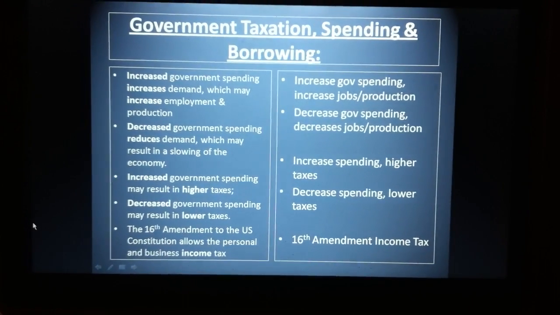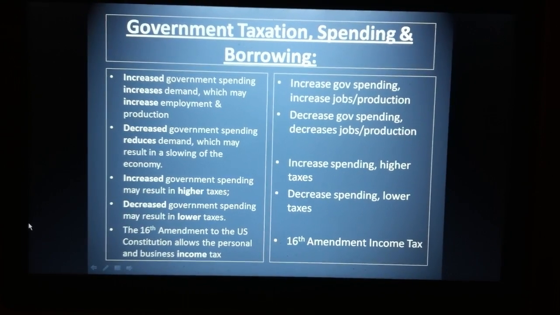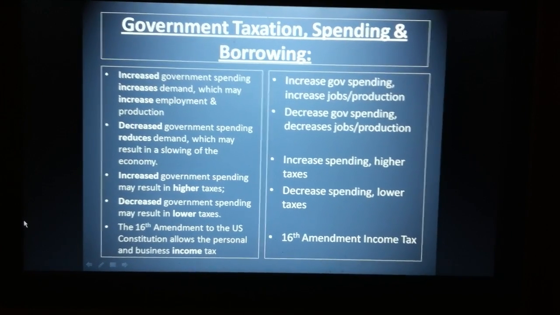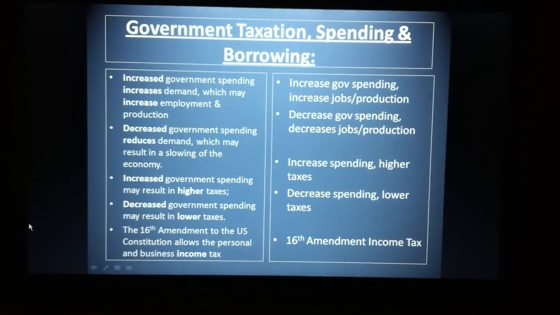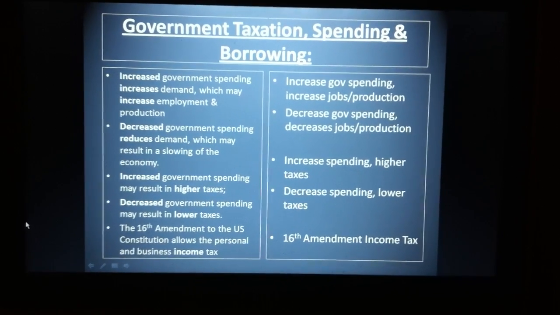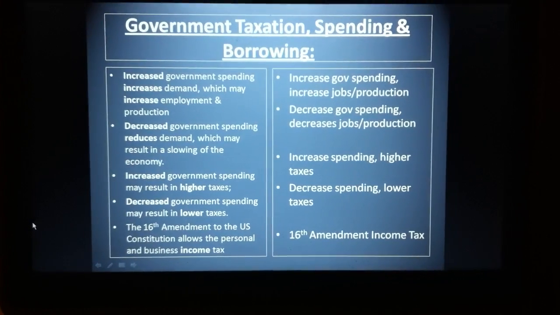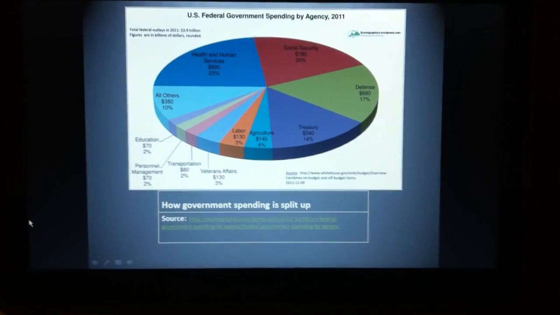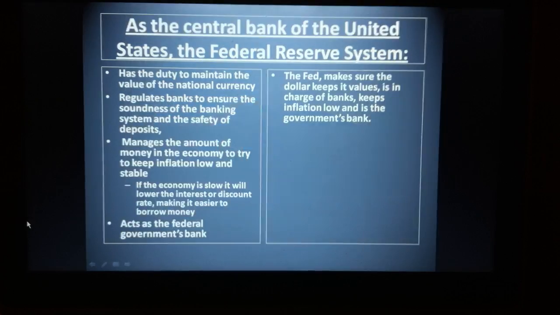So increase government spending, increase jobs and production. Decrease government spending, decrease jobs and production. Increase spending, higher taxes. Decrease spending, lower taxes. 16th Amendment, income tax. Take a look at the budget right here. That's what it looks like.